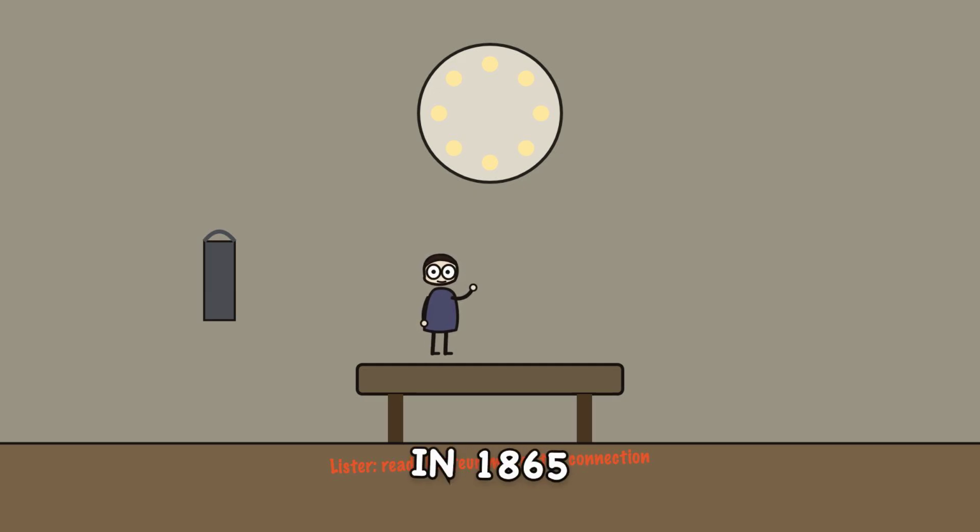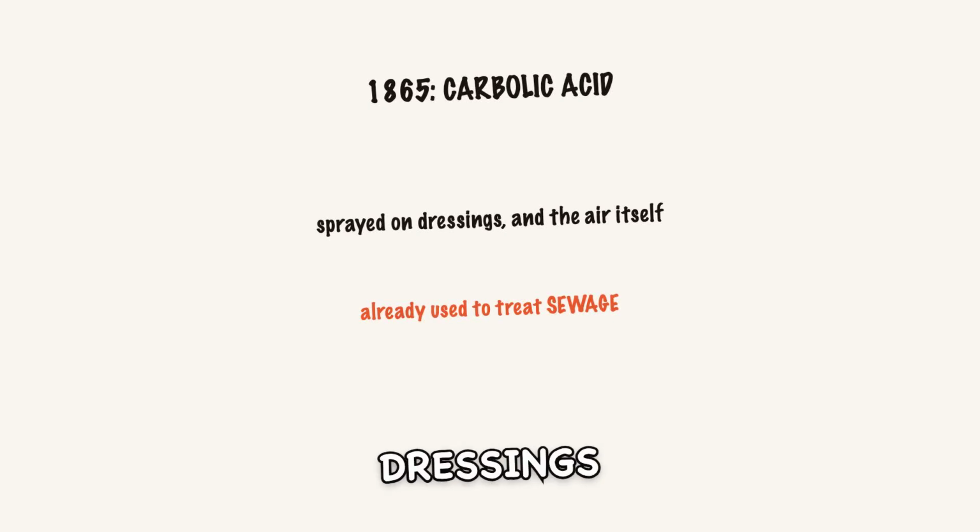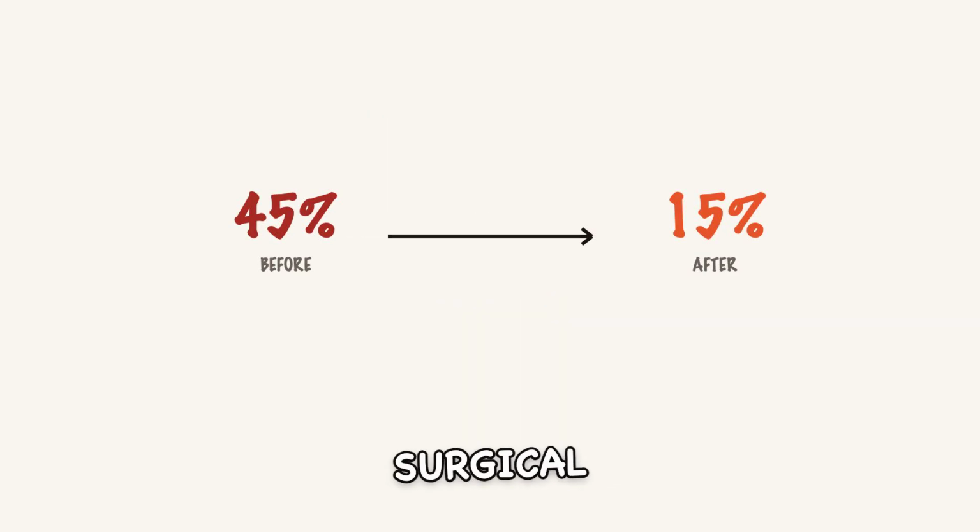In 1865, he began soaking surgical dressings and spraying the air of the operating theater with carbolic acid, a harsh chemical already used to treat sewage, to kill germs before they could infect an open wound. The results, carefully measured and published, were dramatic and undeniable. Surgical death rates on his wards fell from around 45% to roughly 15%.